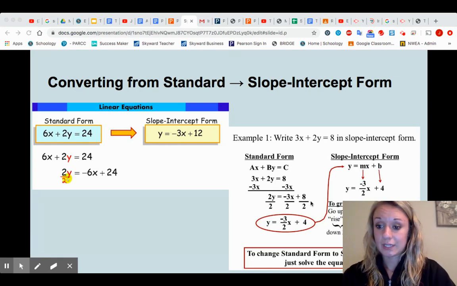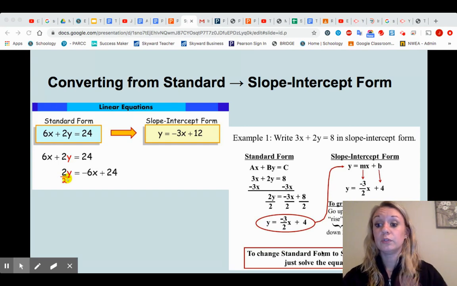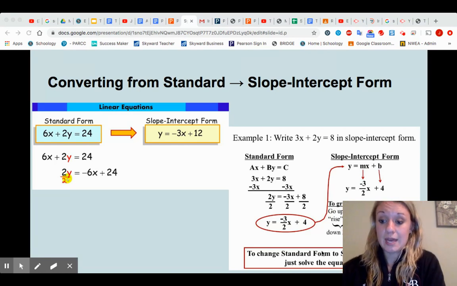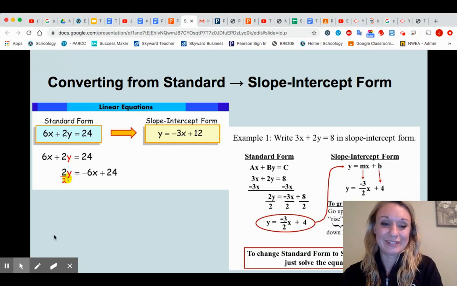Here's just another quick example. I really like how they say to change from standard to slope-intercept, you're just solving the equation for y. So again, if you need to pause, maybe try this out on your own, please do so. It's a powerful tool for you to have, especially before we hit Unit 5 together in Algebra. We will do that in person because that's a little bit too much for computer screen.